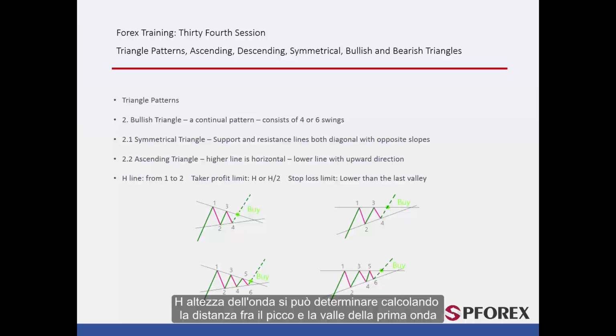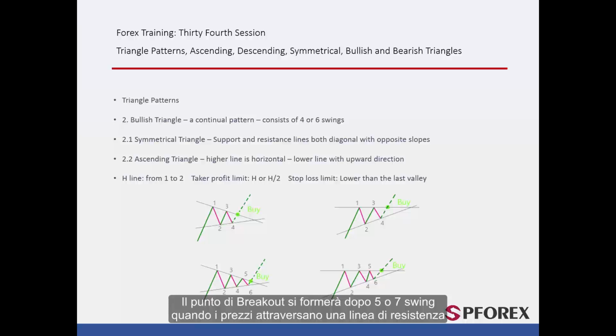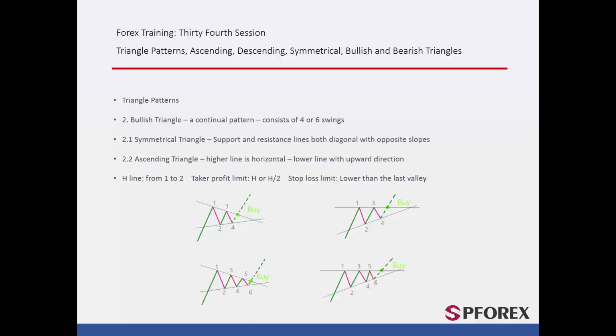H, wave height, can be determined by calculating the distance between the peak and the valley of the first wave, swing between number 1 and 2. Breakout point would be formed after 5 or 7 swings, where price crosses the resistance line.